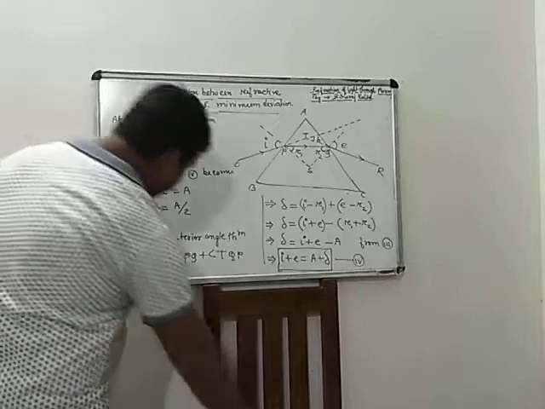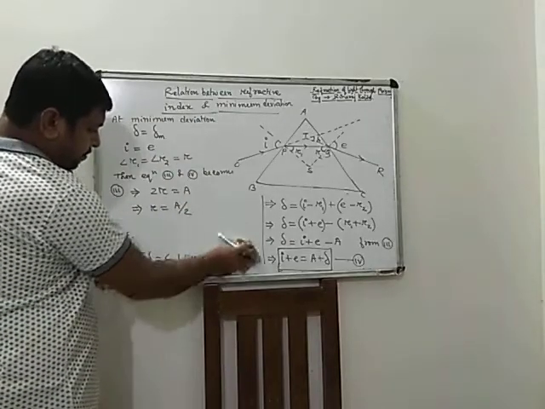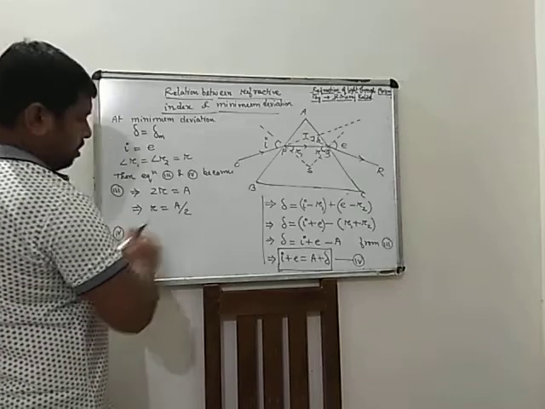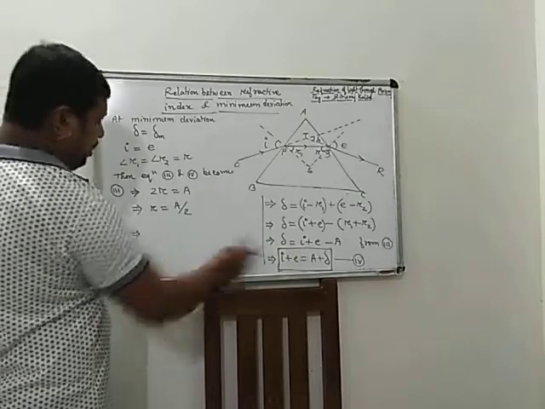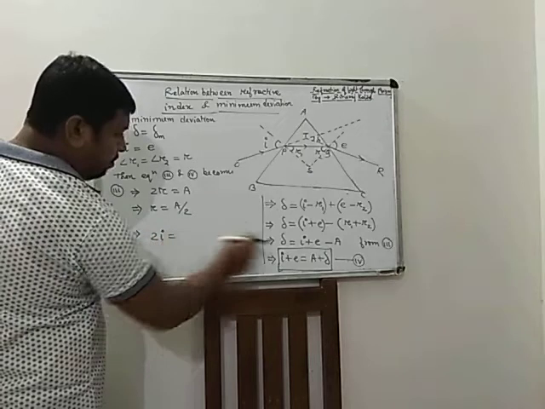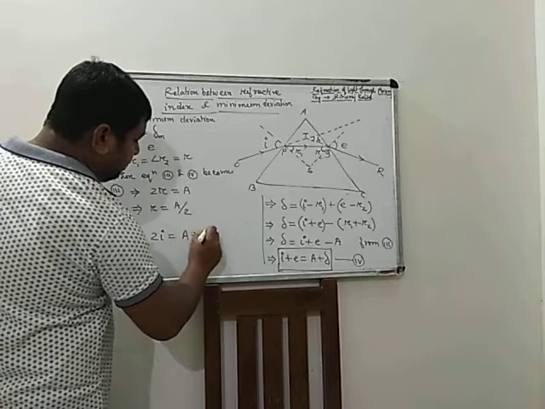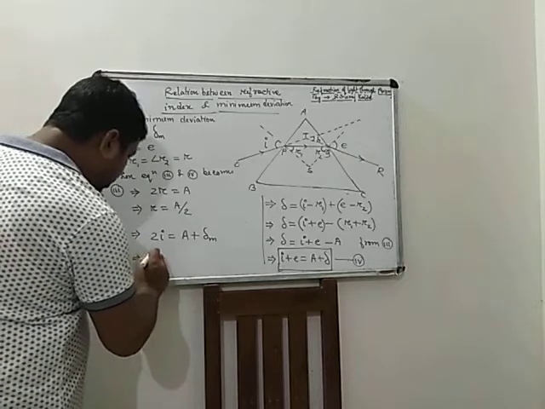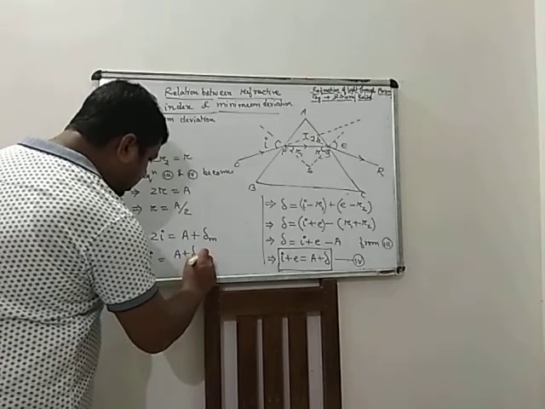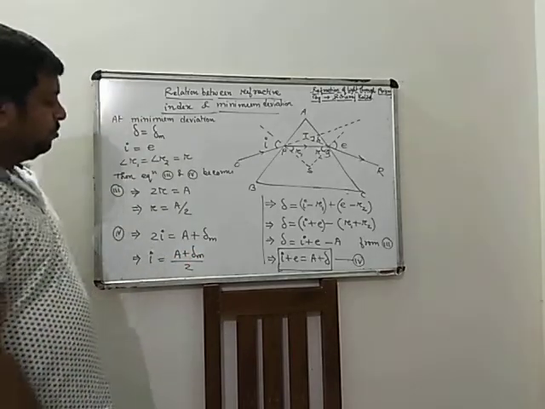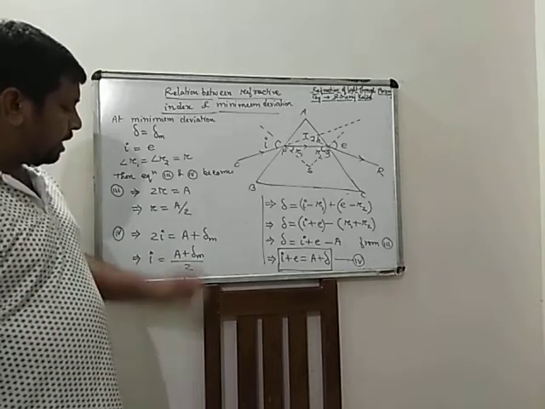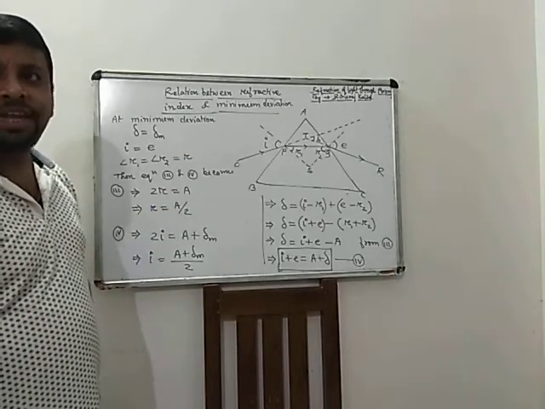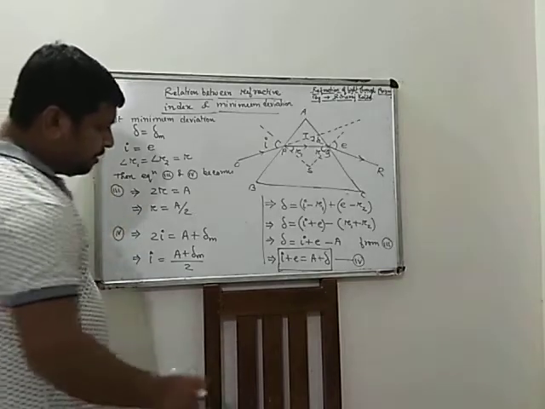Now from equation 4: I plus E equals A plus delta, so twice I equal to A plus delta m. So I equal to A plus delta m by 2. R equal to A by 2, I equal to A plus delta m by 2. Okay sir, so next, if you apply Snell's law, mu equal to sin I by sin R.